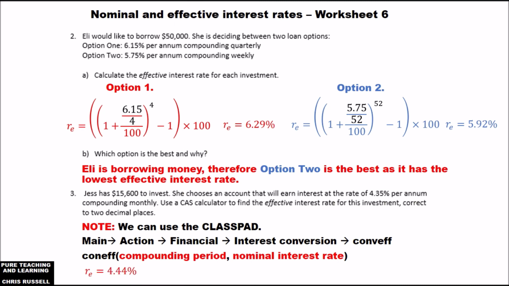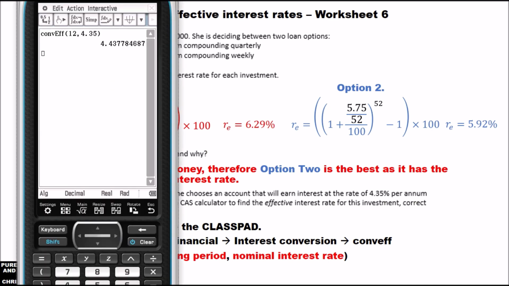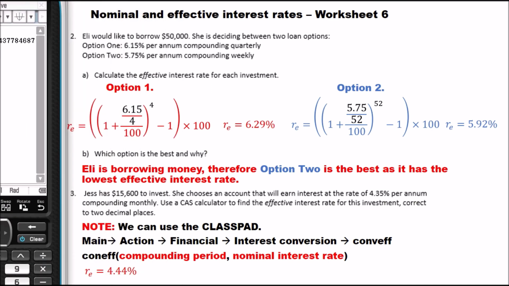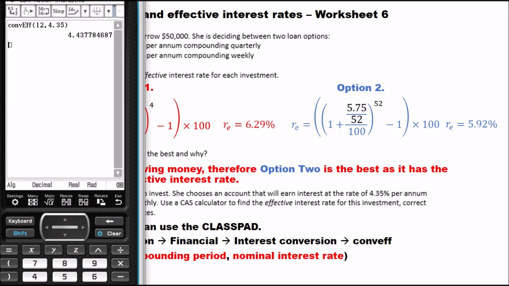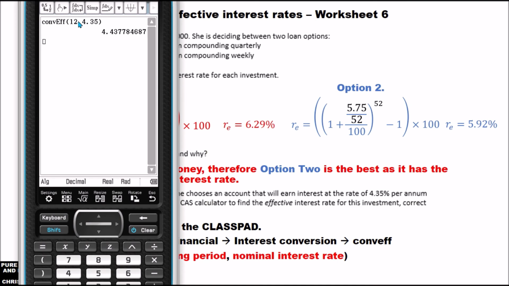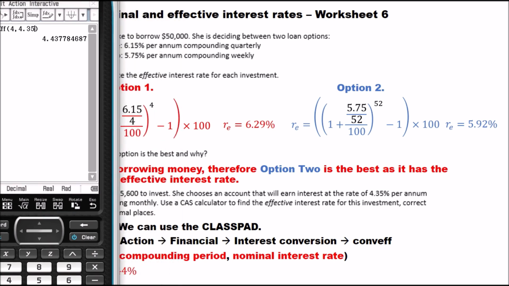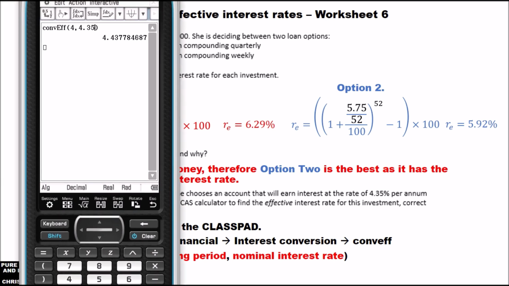Now, the question is, could we have just done that with the previous solutions? So you see in question 2a, we had option 1. Let's have a go here. Let's change the 12 to 4 for quarterly. And the interest rate there, I'll just move it to see it, is 6.15%. And as you can see, execute, we get 6.29.